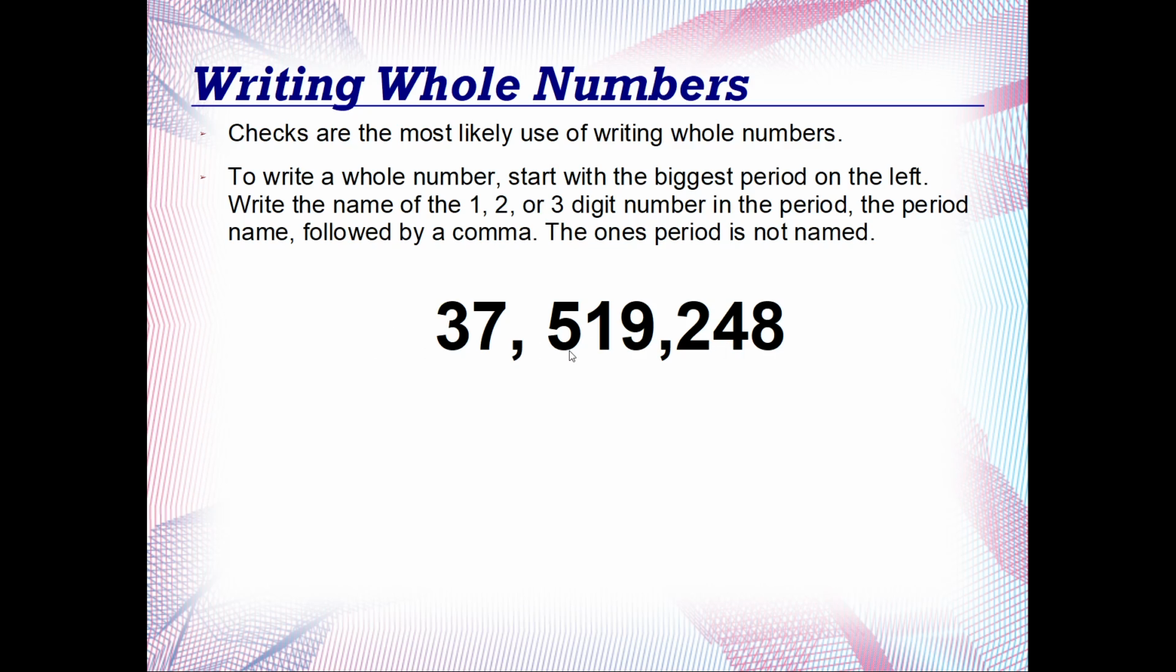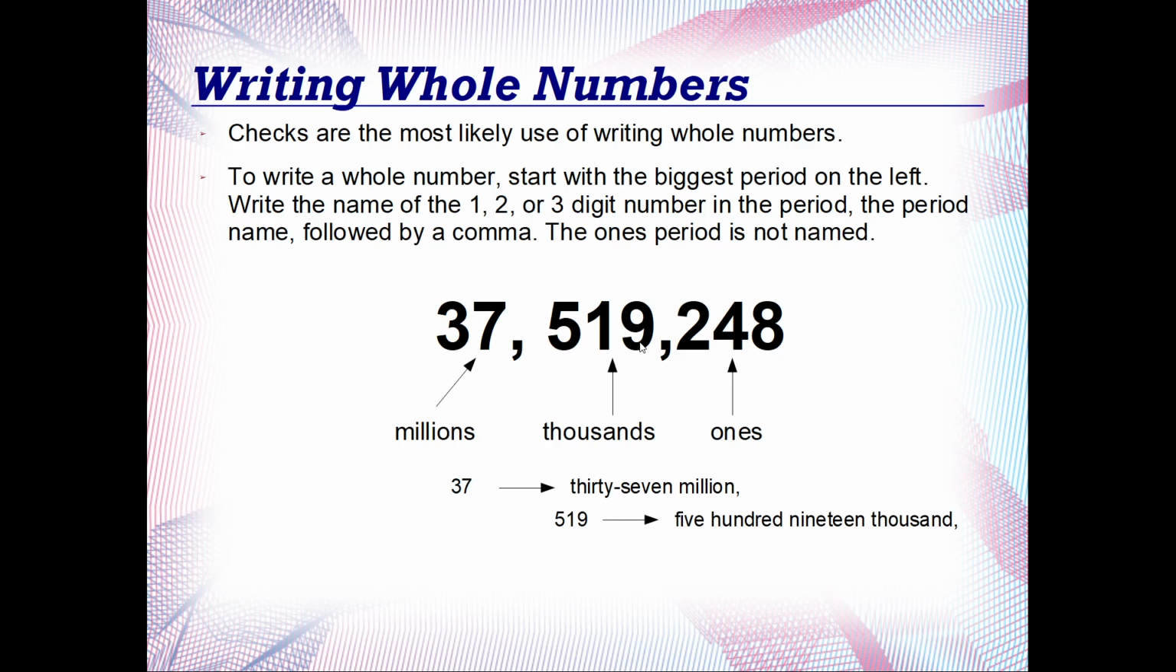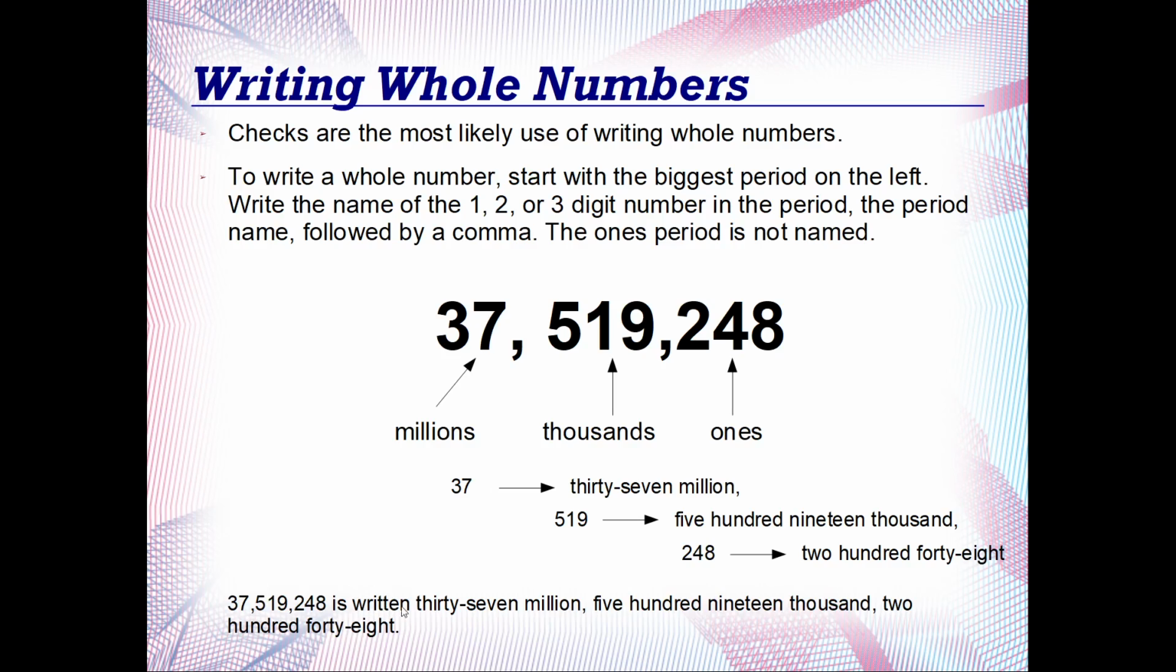Okay, so we have the millions period, the thousands period, and the ones period. The largest of these is the millions period, so we're going to just write the number 37, and then the name of the period, million, and then a comma. So we have 37 million. Then we're going to do the same thing with the thousands period. We have 519 thousand. And then the last period, we don't name ones, we just put 248. So to name this number, we write 37,519,248.